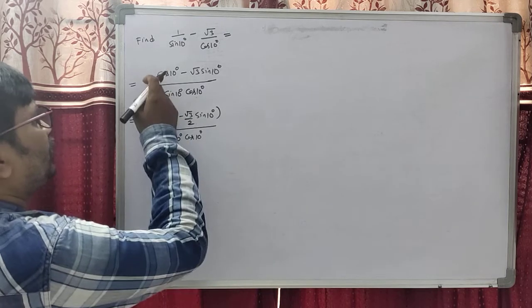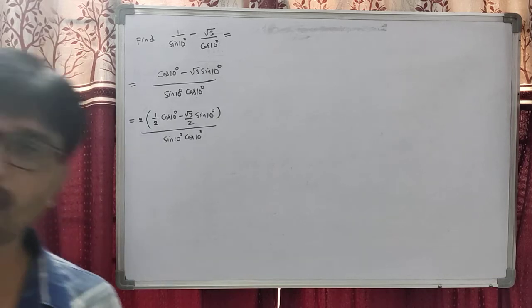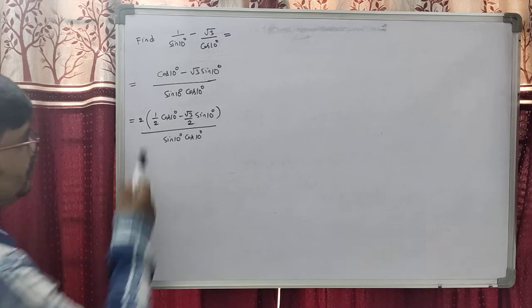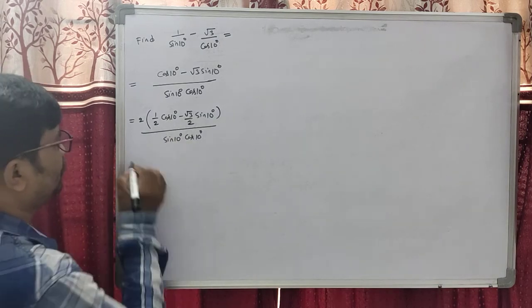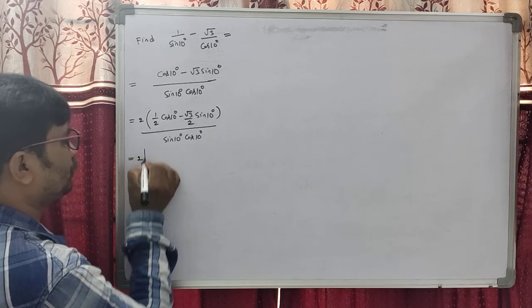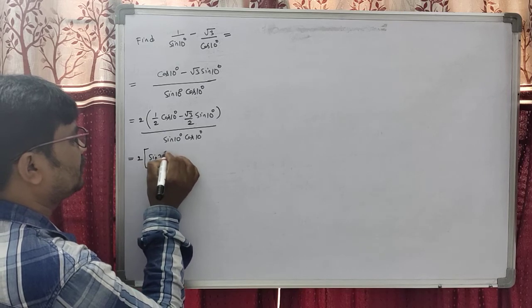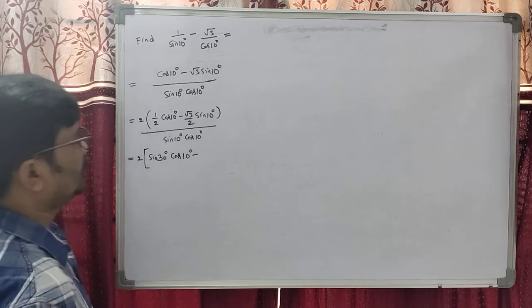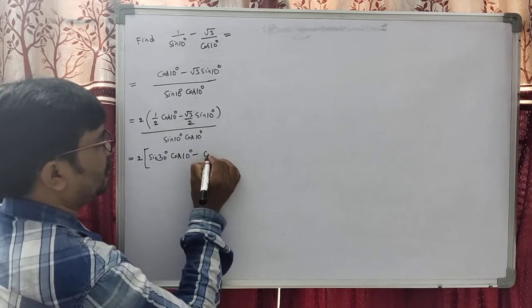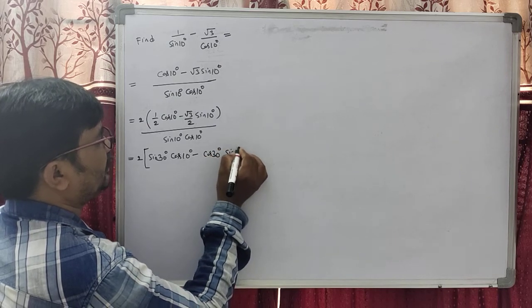We know that the root of a square plus b square: a square is 1, b square is root 3 whole square, which is 3. 1 plus 3 is 4, and root 4 is 2. Therefore in this case we take 2 by 2. So we can write 2 into, 1 by 2 is the value of sin 30° into cos 10°, minus root 3 by 2, the value of cos 30°, into sin 10°.